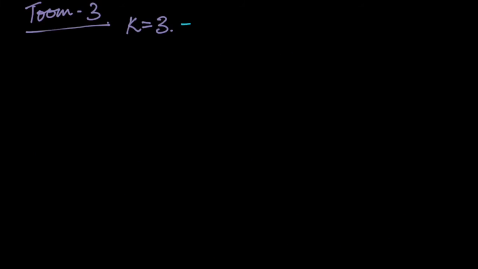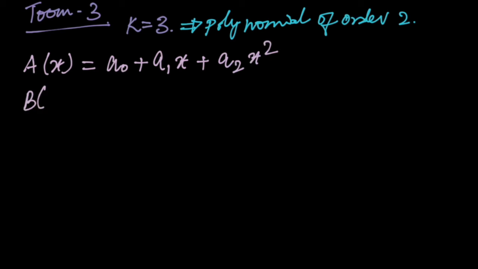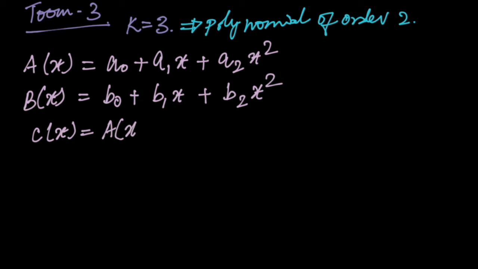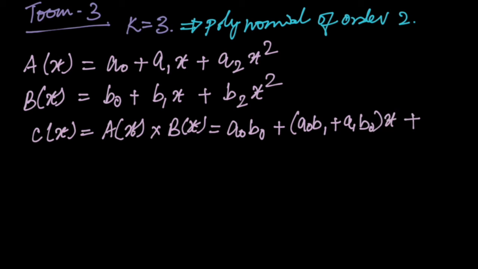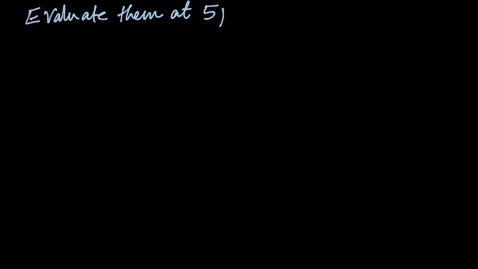So let's do an example of k equal to 3, where the polynomial order is 2. Numbers can be expressed as a0 plus a1x plus a2x square, and similarly for b. If you multiply a(x) and b(x) to get c(x), then you get this. Here we have to evaluate it at 5 points: 0, 1, minus 1, minus 2 and infinity. So how do we do that?